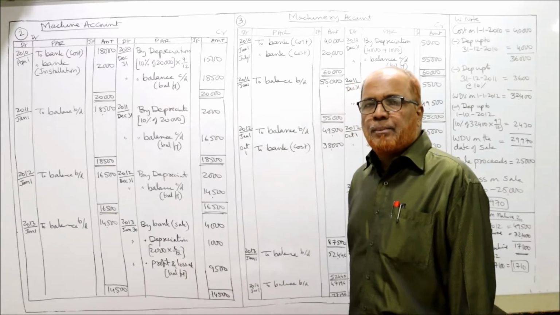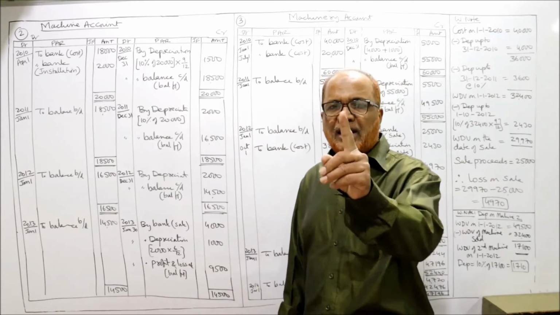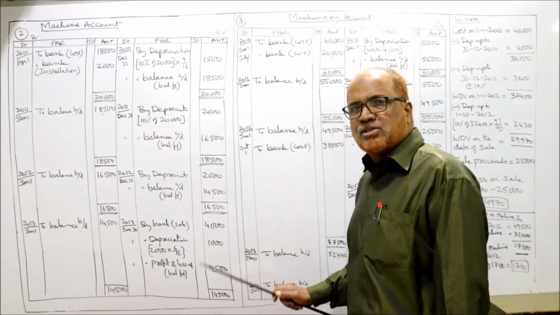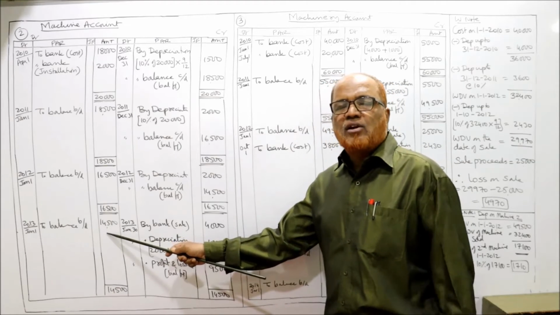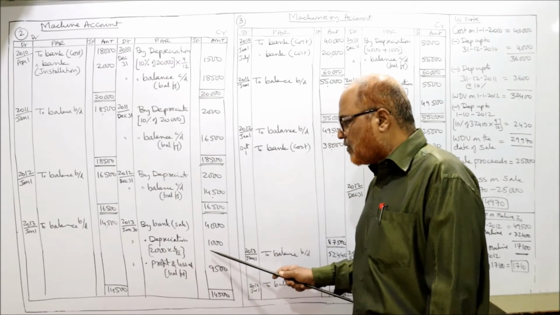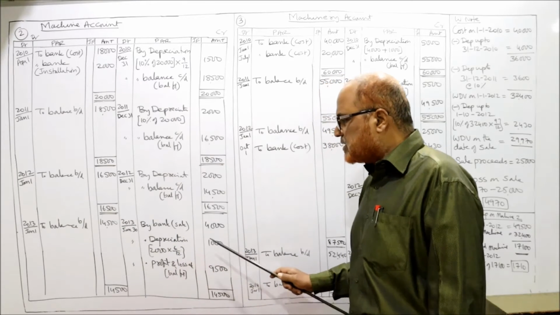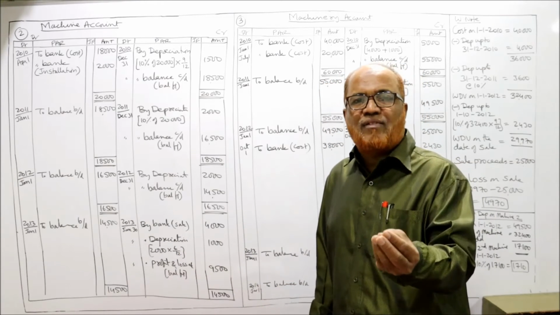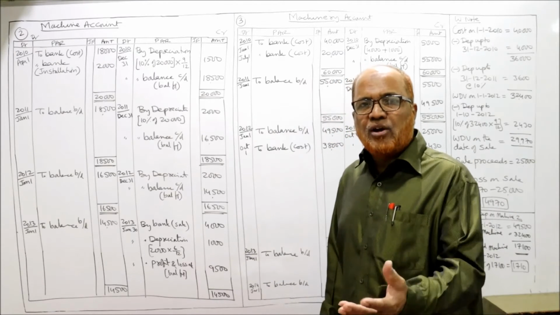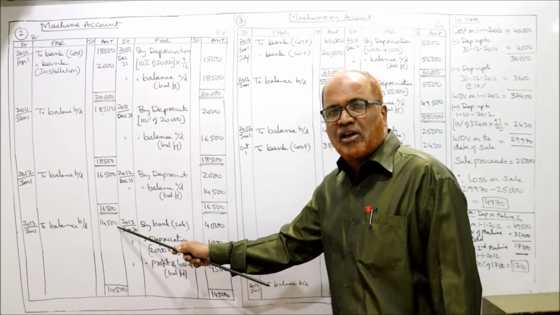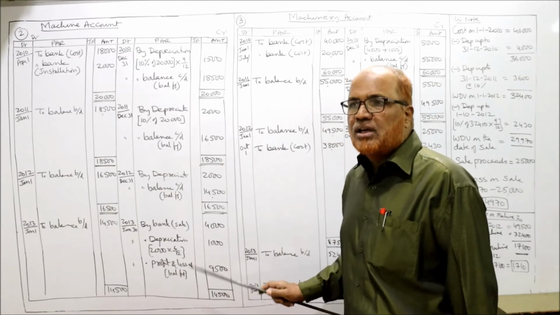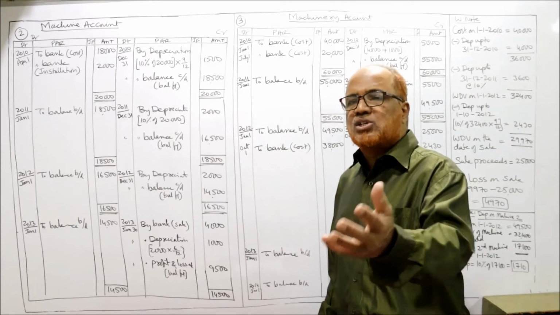And depreciation will be provided for 6 months. For 1 year depreciation 2,000, so for 6 months it will be 1,000. See here, at the beginning of the year the value of the machine was 14,500, and during the 6 month period the depreciation was 1,000. So 14,500 minus 1,000, 13,500 is the value of the machine, and it was sold for 4,000.